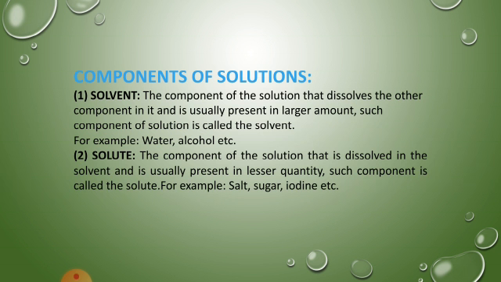Then components of a solution. The first component is the solvent. The component of the solution that dissolves the other component in it and is usually present in larger amount is called the solvent. For example, water, alcohol. Then solute. The component of the solution that is dissolved in the solvent and is usually present in lesser quantity is called the solute. For example, salt, sugar and iodine. So all are able to understand the components?